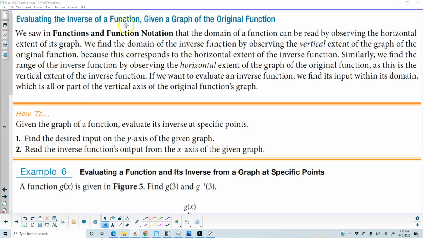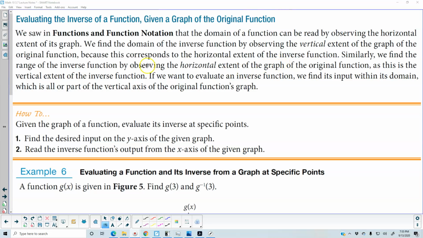Evaluating the inverse of a function given a graph of the original function. We saw in functions and function notation that the domain of a function can be read by observing the horizontal extent of its graph. We find the domain of the inverse function by observing the vertical extent of the graph of the original function, because this corresponds to the horizontal extent of the inverse function.